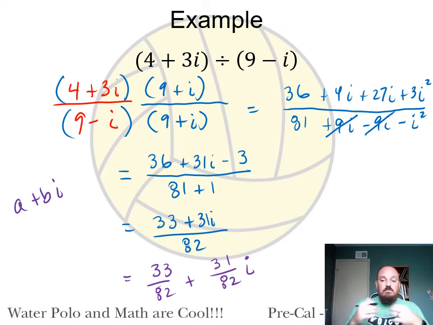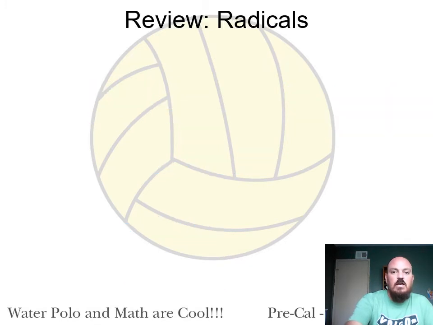So the idea for dividing, you're actually doing multiplying. You write it as a fraction, you turn the bottom into a real number using conjugates, and then you separate and simplify. All right, the last thing I want to review with you guys today: whenever you're talking about imaginary numbers, you're talking about the square root of negative 1, so there are going to be some radicals, some roots involved. I want to review some properties with you.